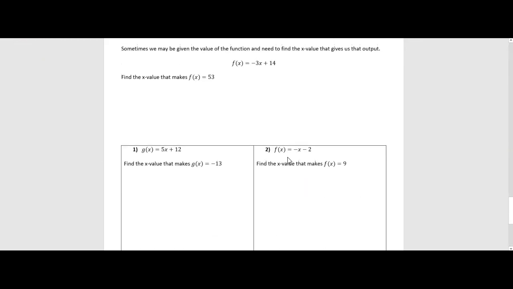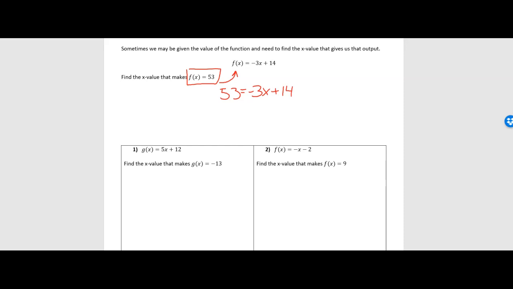So it says, given the function f of x is equal to negative 3x plus 14, find the x value that makes f of x equal to 53. Okay, so we know what our output is. We know our output is equal to 53. So I can substitute in 53 for f of x, because I know 53 is equal to f of x. So I get 53 is equal to negative 3x plus 14.